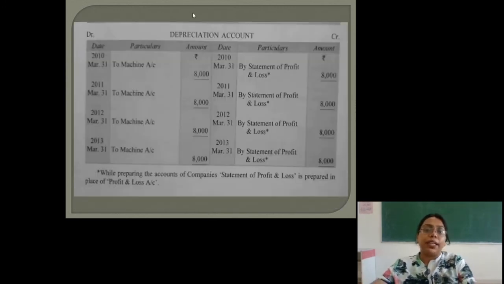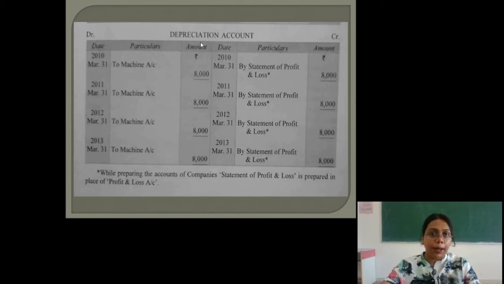Now we will have to make the depreciation account for this particular question. Again, debit, credit, date, particular, amount. Here we will have to show only the amount of machinery that has been transferred to P&L account, and the amount of depreciation that has been deducted from that particular machinery for that year.